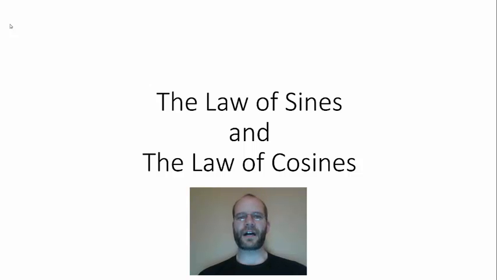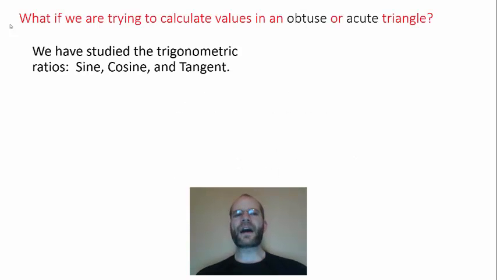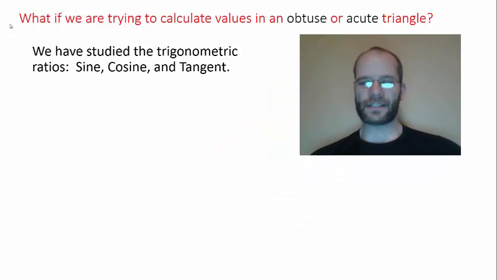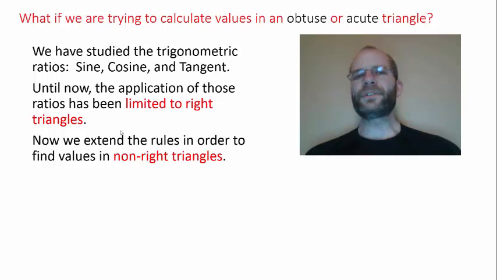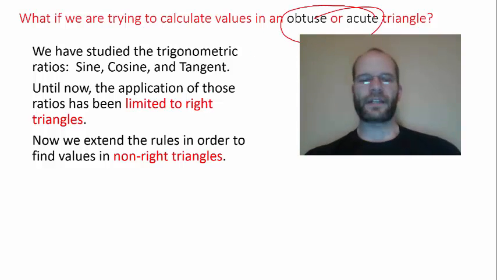Today we're talking about the law of sines and the law of cosines. Until now, the ratios we've studied in trigonometry, sine, cosine, and tangent, have all applied to right triangles only. Now what we'll do is extend rules that we've learned in order to find values in non-right triangles, such as obtuse and acute triangles.